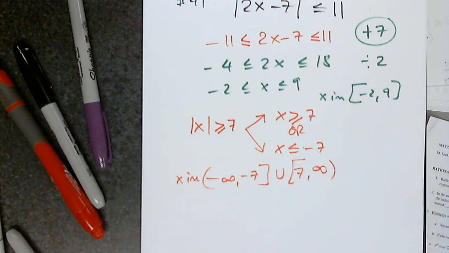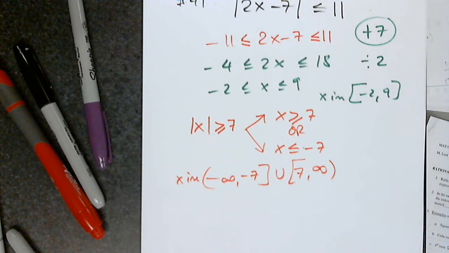If the absolute value is on one side and the absolute value is less than or equal to a number, then you are looking in between. If the absolute value is on one side and it's greater than or equal to a positive number, then you are looking at the outside.